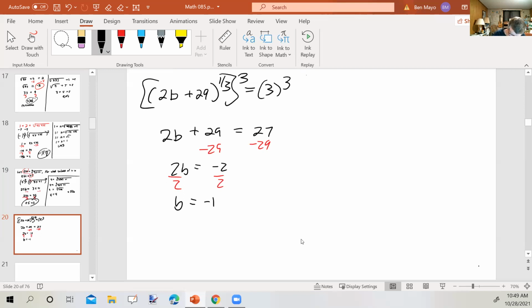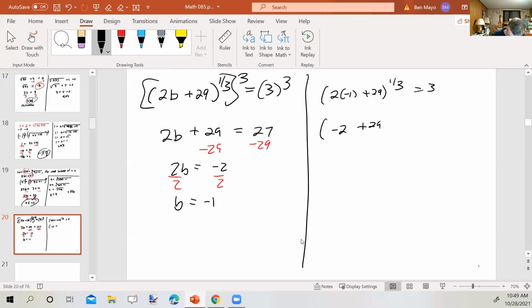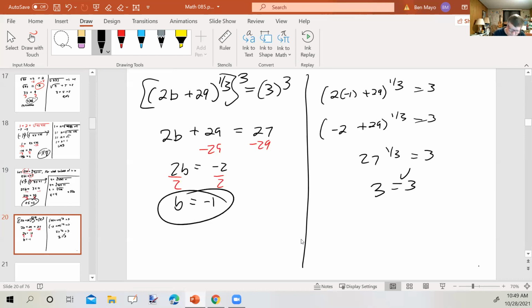Let's see if that checks. So 2 times negative 1 plus 29 to the 1/3 power equals 3. Negative 2 plus 29 to the 1/3 power equals 3. 27 to the 1/3 power equals 3. 27 to the 1/3 power, that's the cube root of 27. 3 equals 3. It checks. All right.